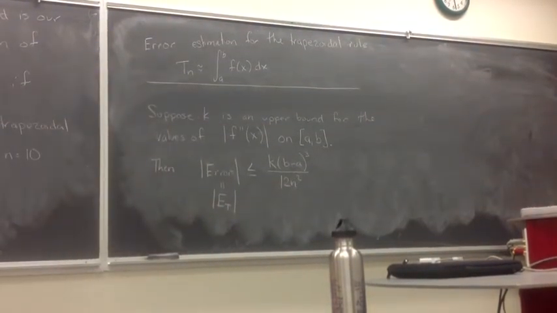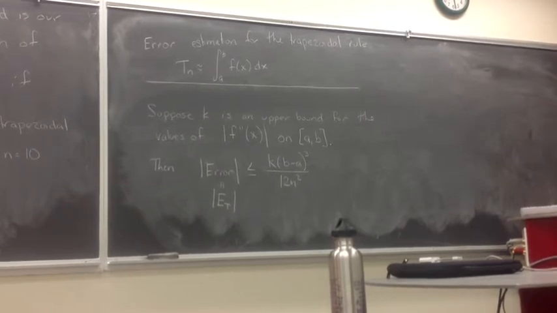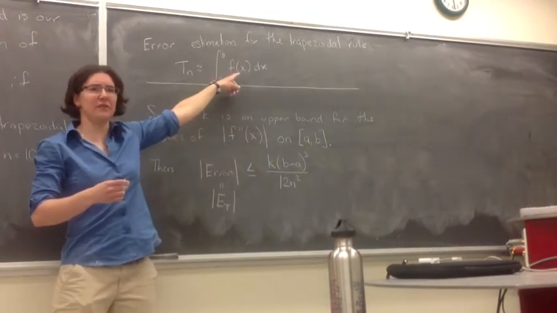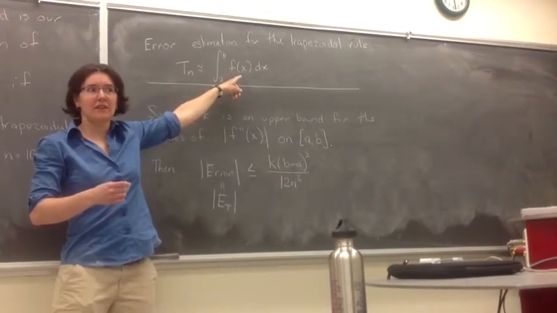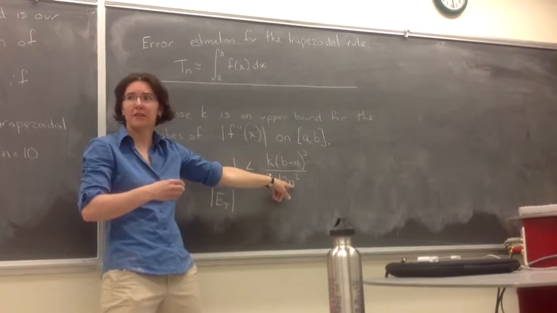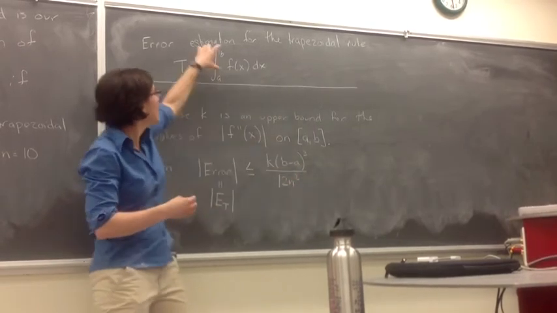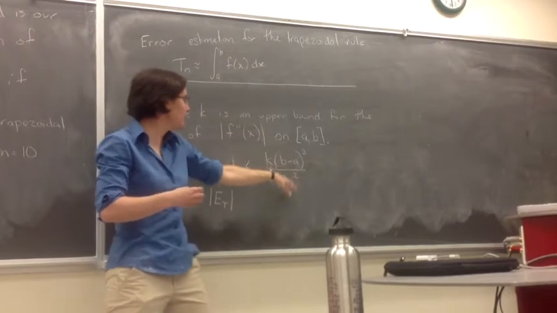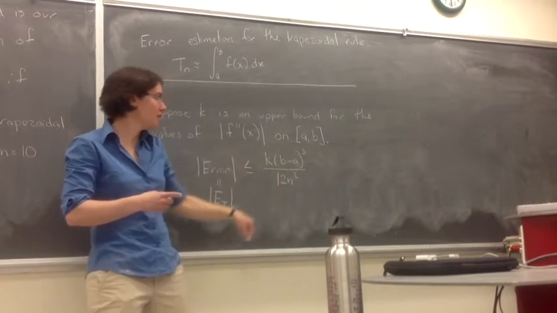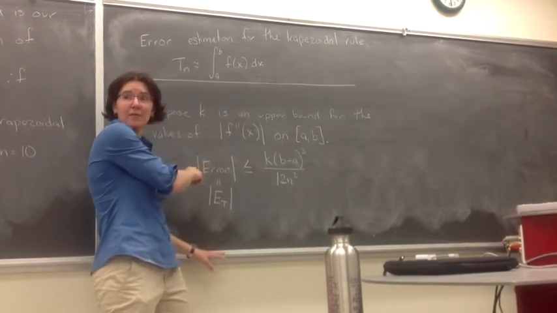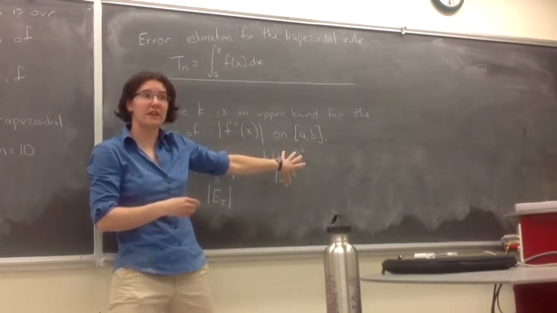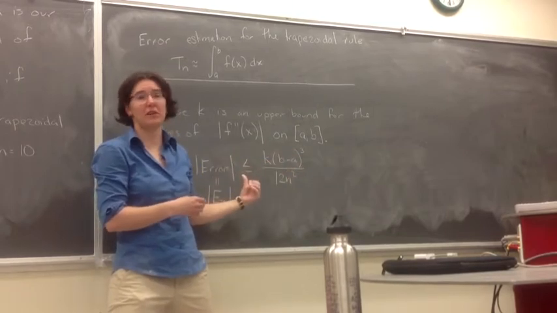Looking at this expression, it says if I know something about the second derivative of this function, and the other pieces of information, the number of subintervals, that's our n, and our b and our a, those are our boundaries on the integral, then I can tell you that the error from using the trapezoid rule is no worse than this expression right here. So this is like a ceiling or a cap on the error that we get when we use the trapezoid rule.